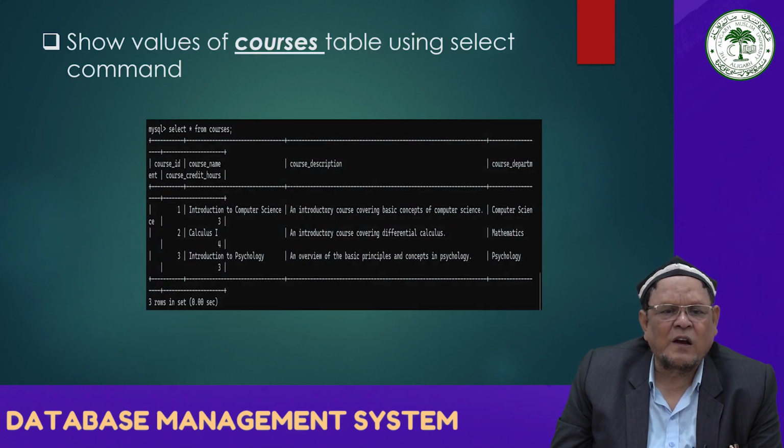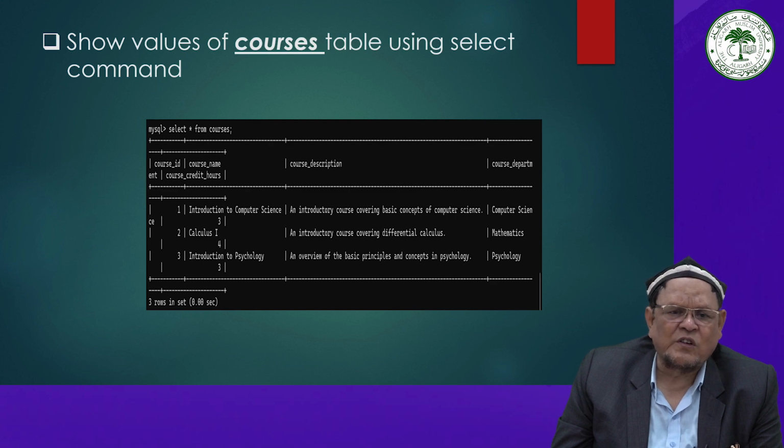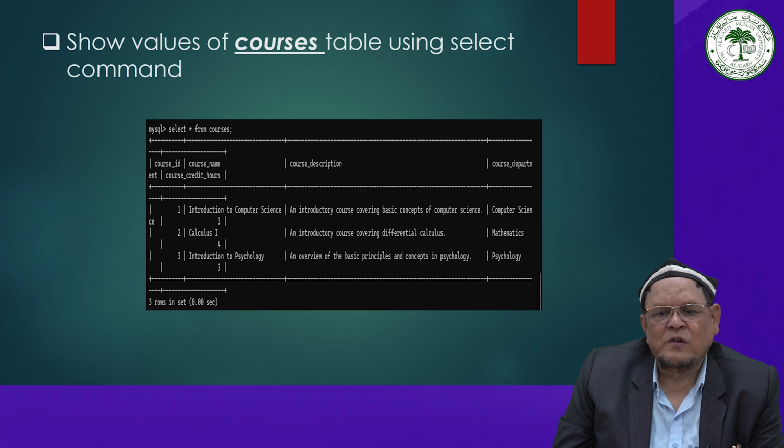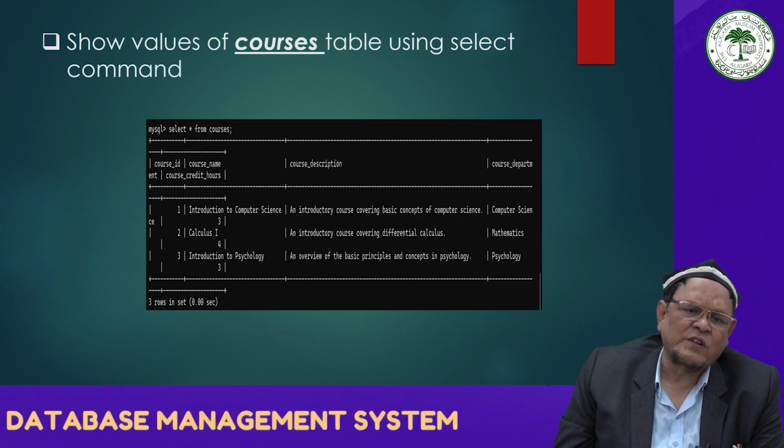So here you have to write select star from courses. You can see on the screen, it will display the same on your computer also: course ID, course name, description, course department, course credit hours. Here I have added 3 courses.